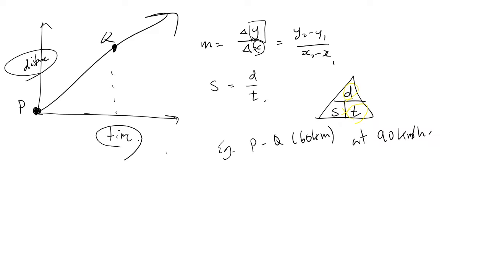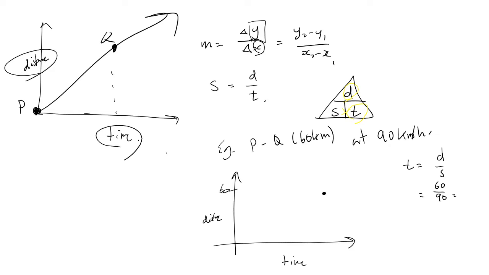Okay, so let's draw the distance time graph. The x-axis will be time, the y-axis will be distance, so that's 60 distance. It's saying we traveled 60 kilometers at 90 kilometers an hour. So to find time, we do distance divided by speed. So that's 60 divided by 90, which is 2 over 3. So it takes 40 minutes to travel 60 kilometers. Now we connect this with the origin, and that will be our distance time graph.